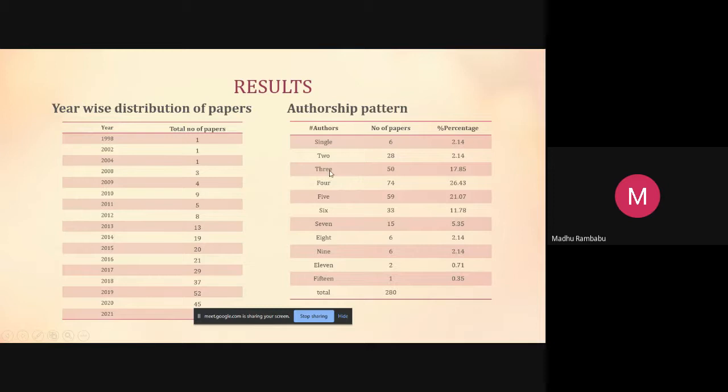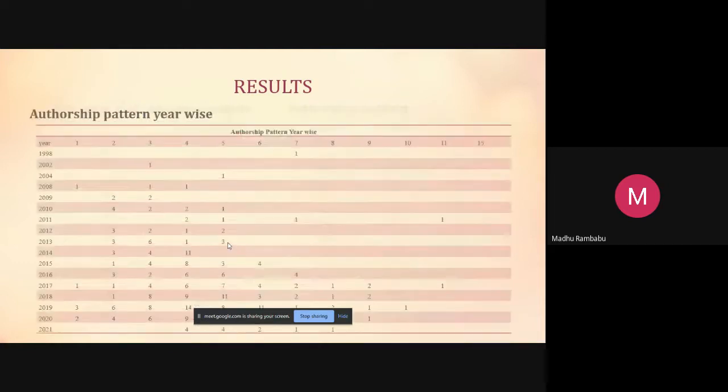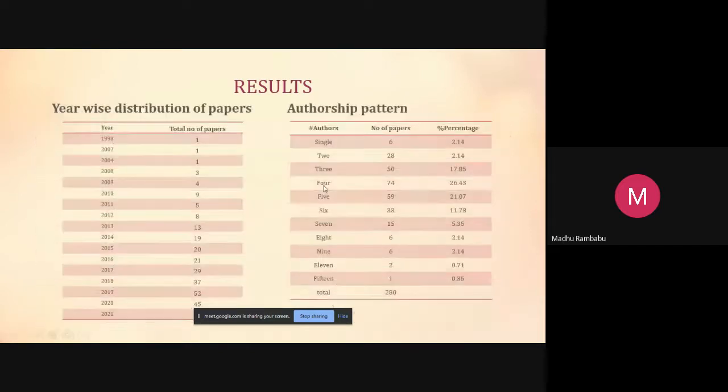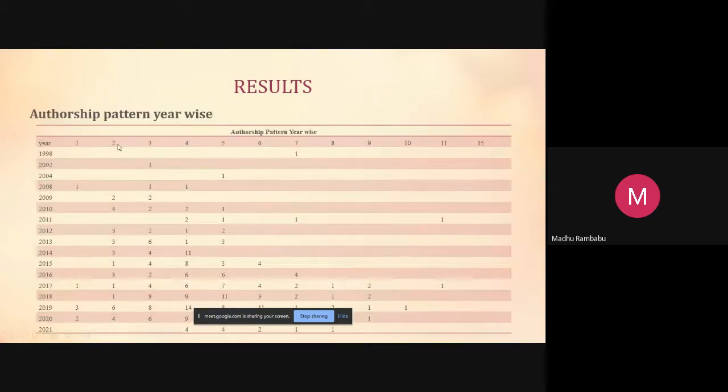And authorship pattern: single author, double author, triple, quadruple, 5, 6, 7, 8, 9, 10. How many papers are being published with these multiple authors? And the percentage is represented here. Authorship pattern year-wise. Here is the authorship pattern, single, double, likewise. And here is year-wise authorship pattern. And we can see it clearly over years and the authorship pattern.